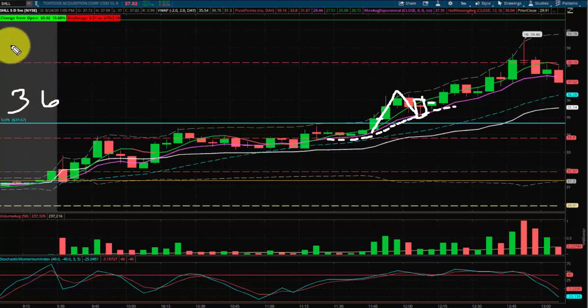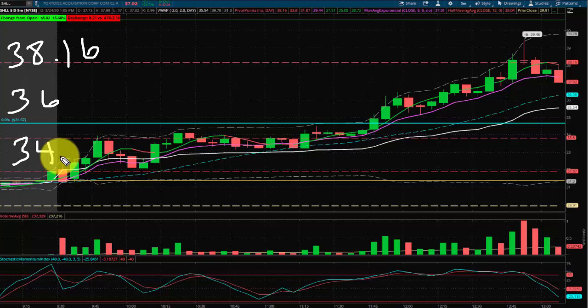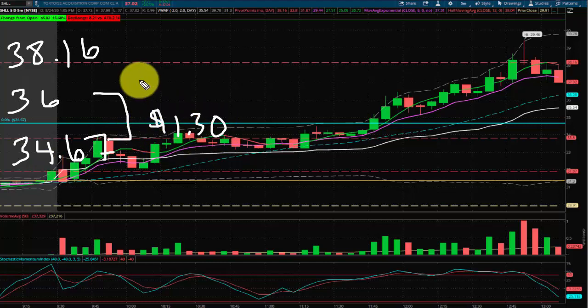My target, 38.16. And just so that I can have a game plan here in terms of managing risk, let's say if it drops back below 34.67, I'll sell it for a loss. Okay? So to simplify this, my max risk is about $1.30 per share. My max reward is about $2.16, right? Let's say $2.20. I'd say that's sufficient risk to reward to get in. I like that game plan.